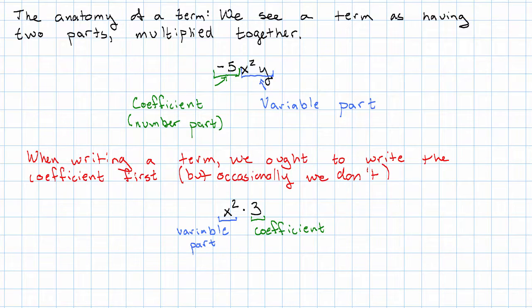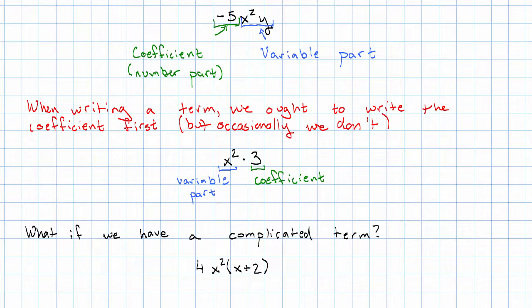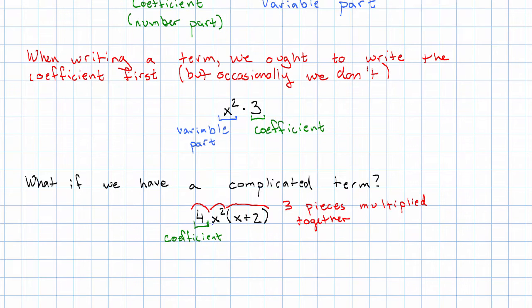What if we have a really complicated term? Something like this. Well, looking at this carefully, we see that we have three pieces that are all multiplied together. The 4, the x squared, and the x plus 2. Of those three pieces, only one is a number. Only the 4 is a number. 4 is the coefficient. And then everything else is the variable part.